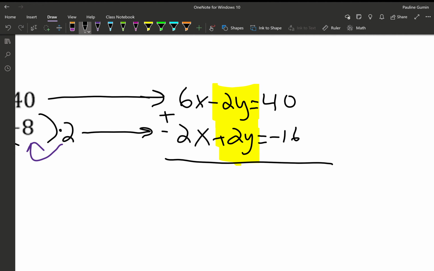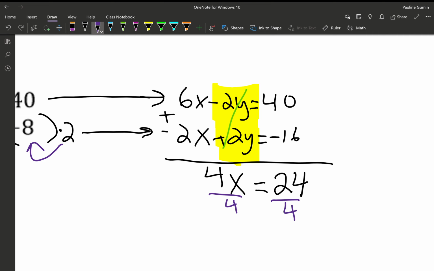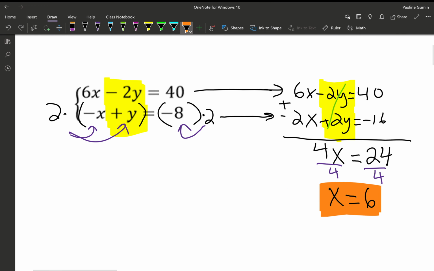So let's go ahead and add up and down. 6x plus negative 2x is 4x. 40 and negative 16 give us 24. We finish by dividing both sides by 4. X equals 6. Okay. Now that we have x, we need to find y.